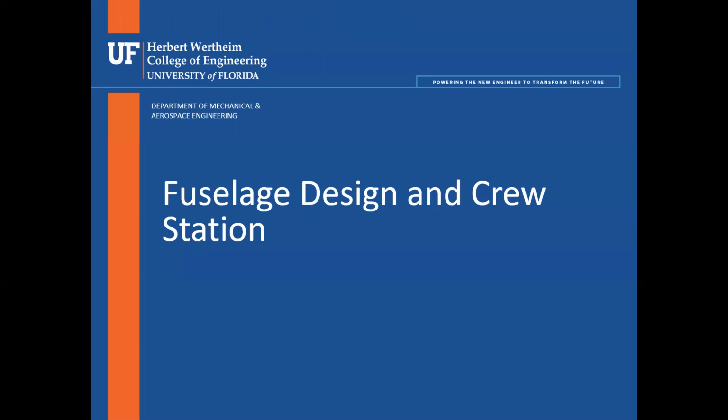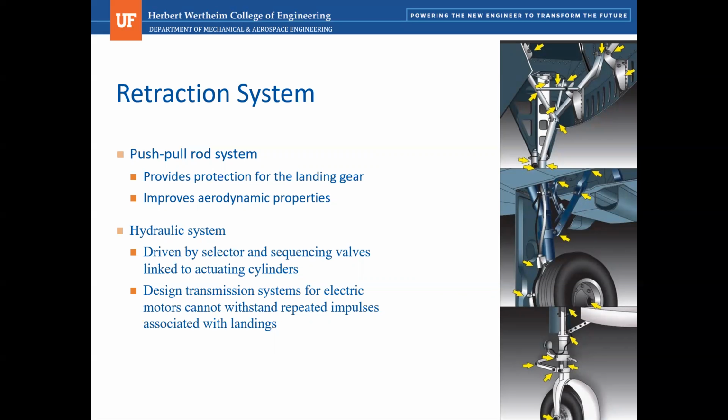When choosing the retraction system, we chose a push-pull rod system. And we needed to figure out how it would be driven. We chose a hydraulic system just because manually driven systems would not be very efficient in this case. And any sort of electric system would not work due to the fact that electric motors cannot withstand the repeated impulses associated with landings of an aircraft of this type.